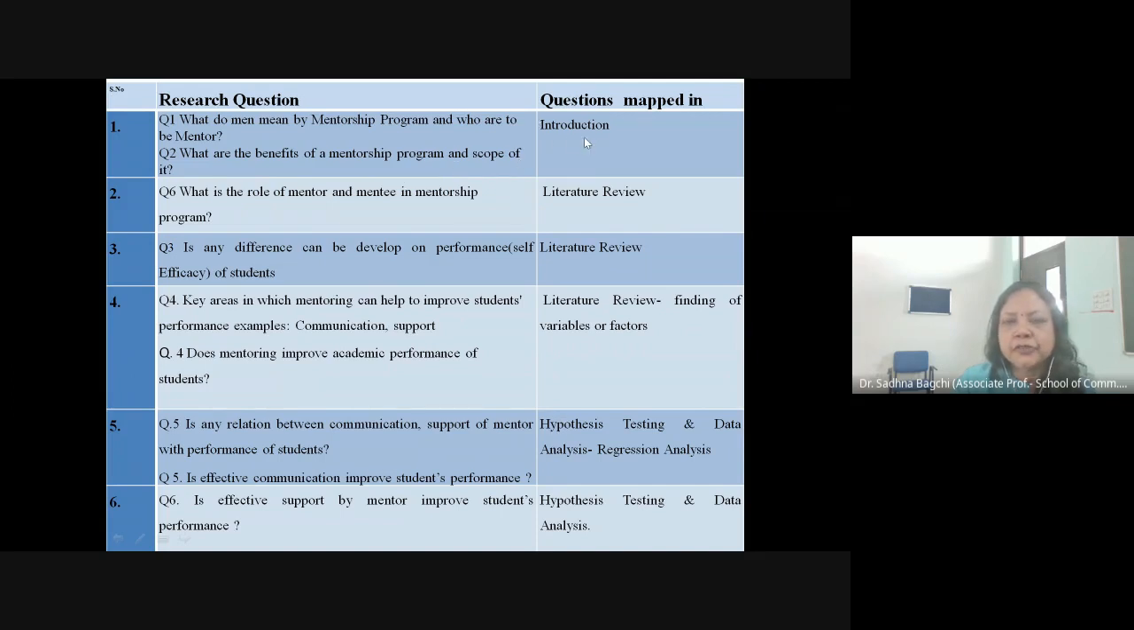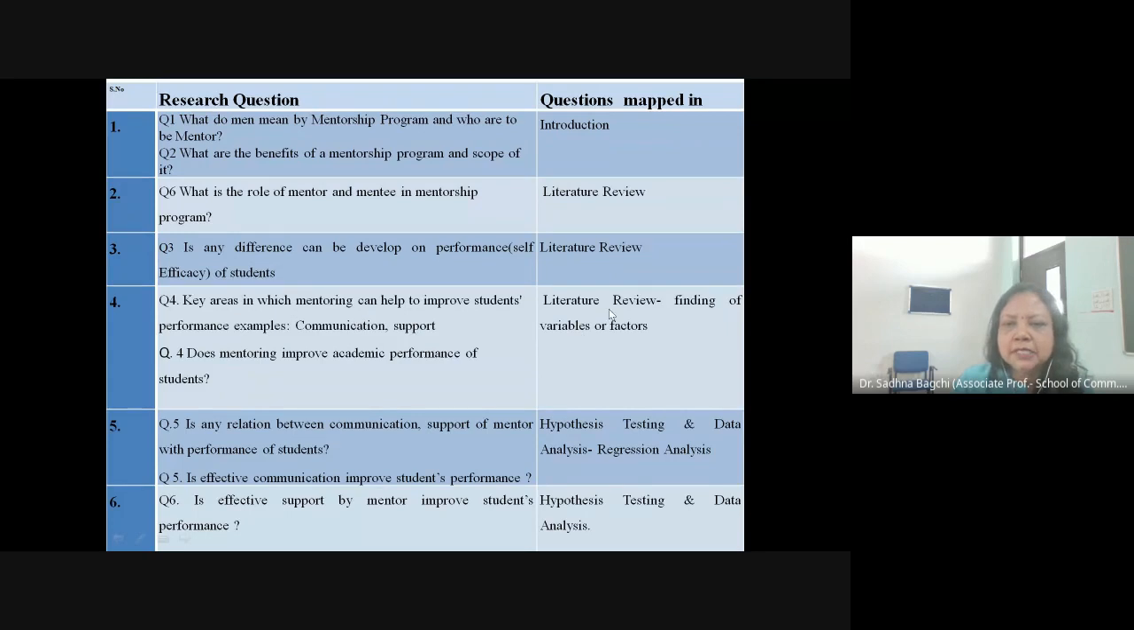It could be a part of your introduction. What is the role of the mentor and mentee in the mentorship program? You get the role of mentor and mentee in the mentorship program in the literature review. If the answer can be found, it will be in the literature review part. Can any difference be developed in the professional qualification of the student? Literature review. Key areas in which mentoring can help to improve students' performance: exams, communication, support. These are the IDVs I selected from the literature review, and afterward they are reported in the findings part or the analysis part: the finding of the variable or factor.